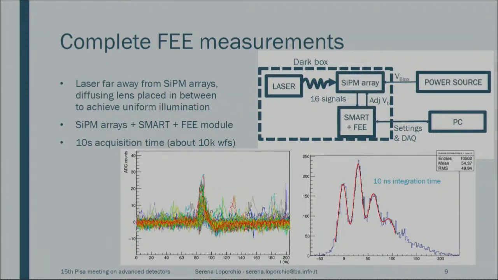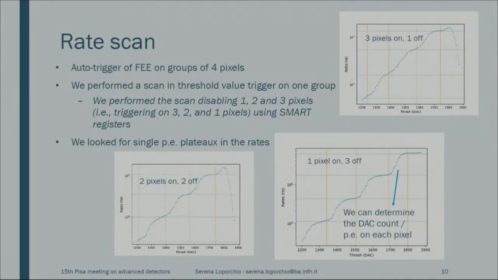We acquired data for about 10 seconds, so this means that we acquired about 10,000 waveforms. And here is a sample of these waveforms with the corresponding charge distribution integrated over an integration time of 10 nanoseconds. The signal-to-noise ratio of this distribution is good. It's not as good as the one that I showed you before, but this is due to the introduction of additional noise from the front-end electronics.